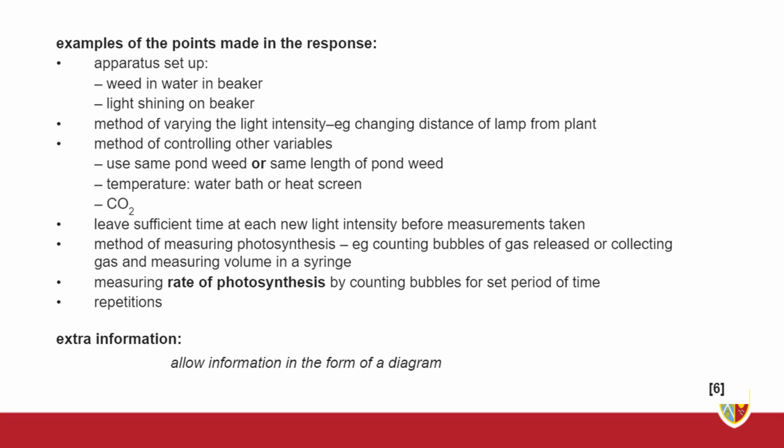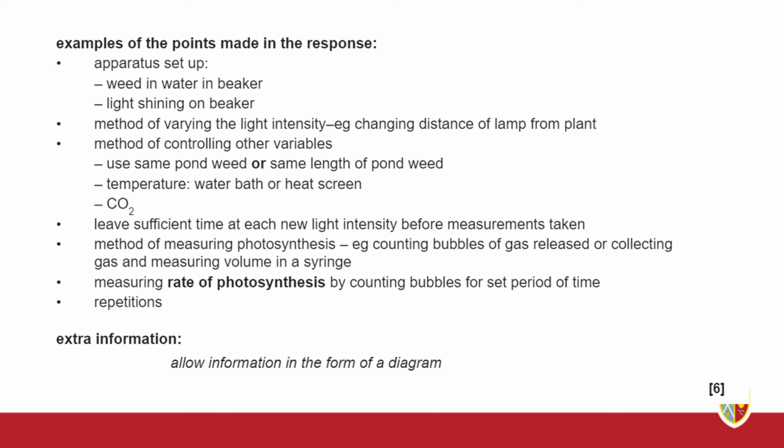Method of varying the light intensity is our second one. So how do you actually change the light intensity? And according to the banding on this question, which I haven't shown you on here, if you don't talk about varying the light intensity, then you cannot get any more than 2 marks out of 6. Okay, so you have to talk about how you would vary the light intensity. It's very easy. Change the distance of the lamp from the plant.